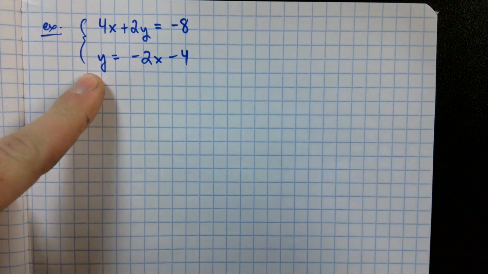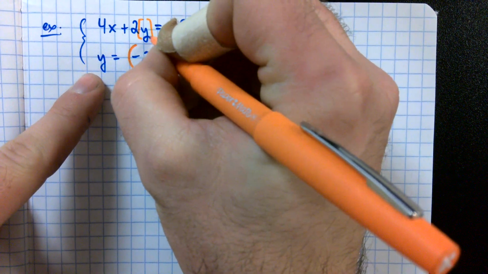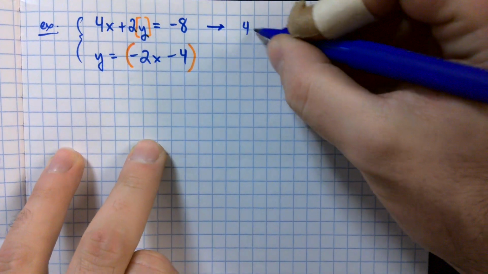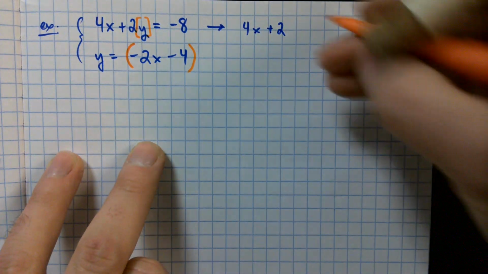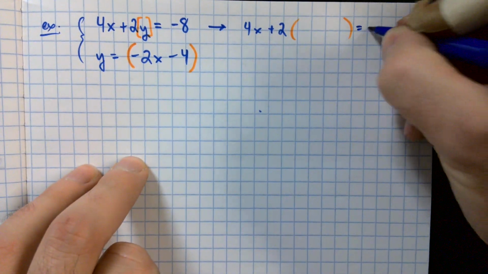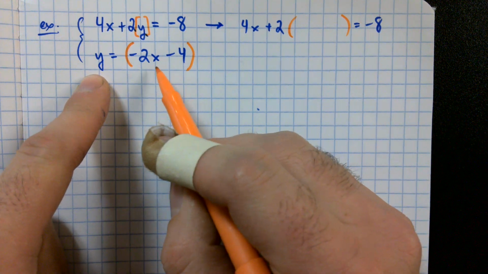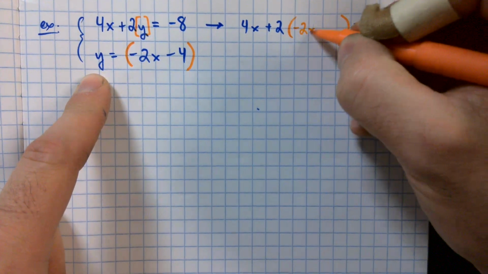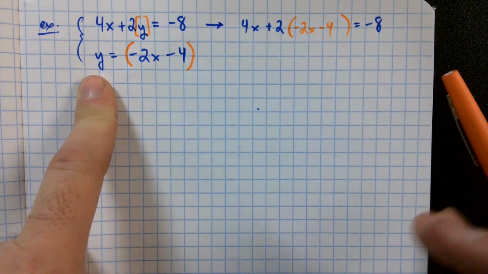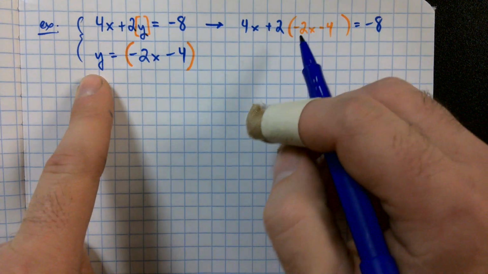Y is already solved for. So what I'm going to do is take this and plug it in right there. Everything around it is going to stay the same. 4x plus 2 times something y equals negative 8. But now I know that my y is just negative 2x minus 4. Negative 2x minus 4. Everybody with me so far? Did you do that? Good. No? Okay, well now you did.